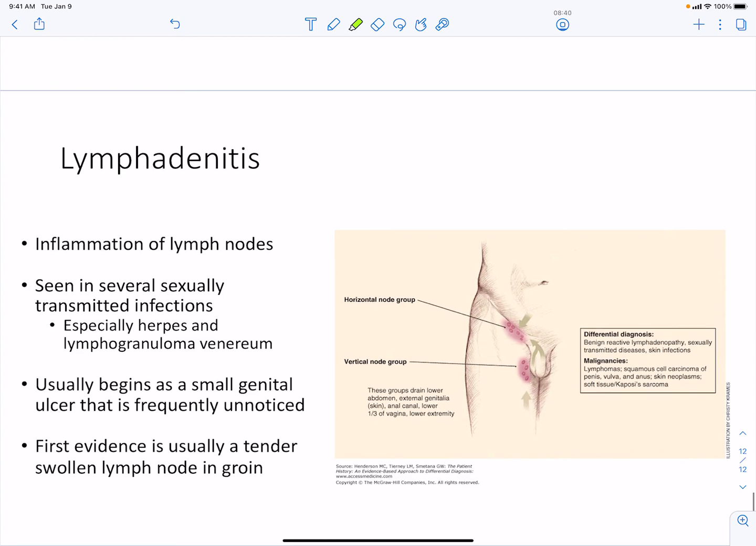Swollen lymph nodes are always going to be associated with your diseases, and it's the same thing with your reproductive system. Your draining lymph nodes are going to become swollen in sexually transmitted infections, especially associated with herpes and lymphogranuloma venereum. This is going to typically be a small ulcer, and then you get a swollen lymph node in the groin area to indicate a disease of the reproductive tract.